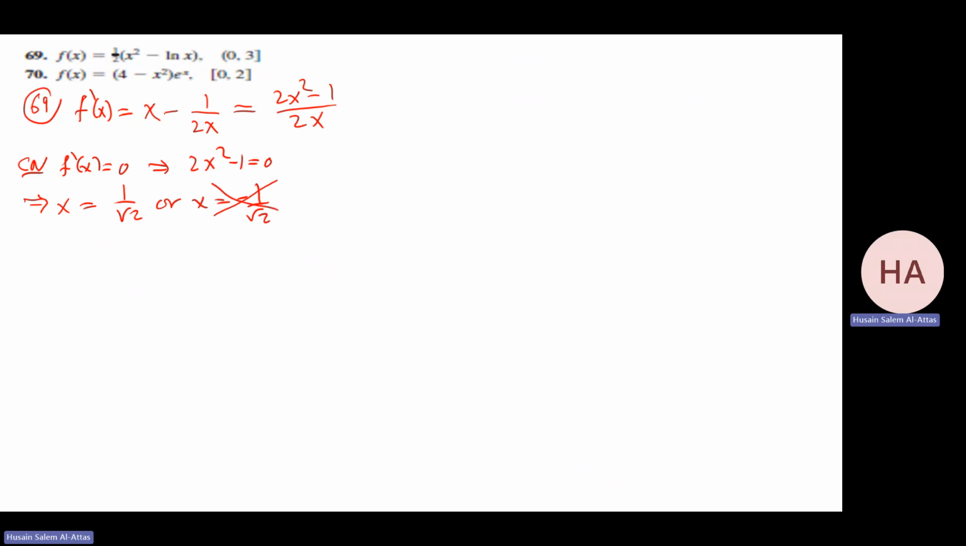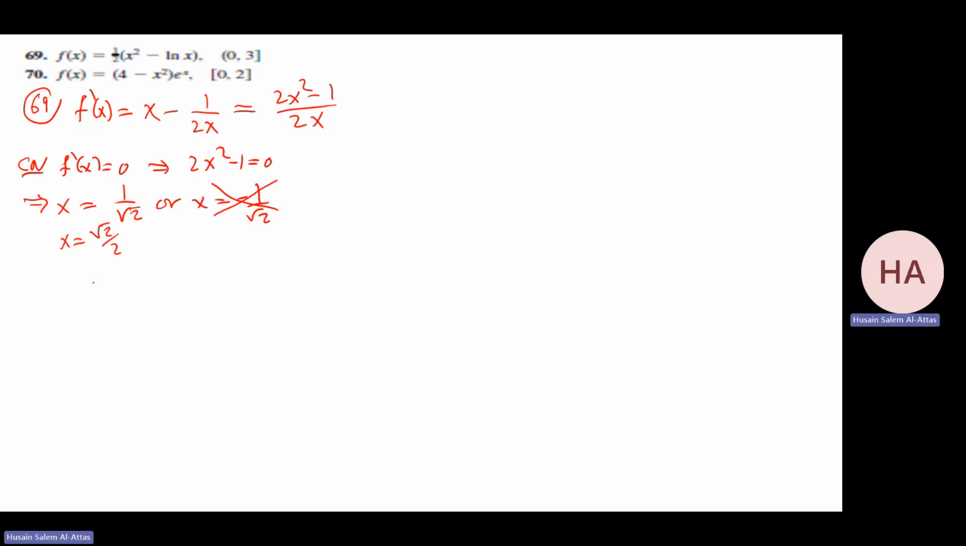This is rejected. Why? Because the domain is starting from 0. And also the given interval, this is not in the given interval. So x equals square root 2 over 2. I can rewrite it as square root 2 over 2. Okay, that's the only one.